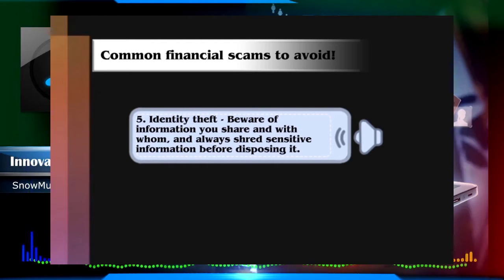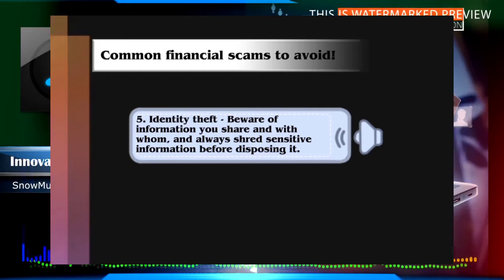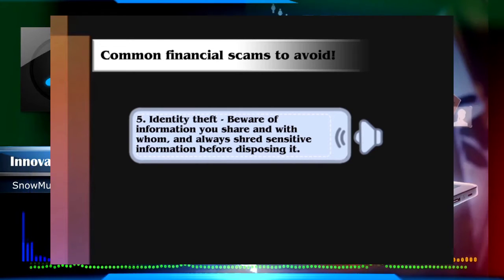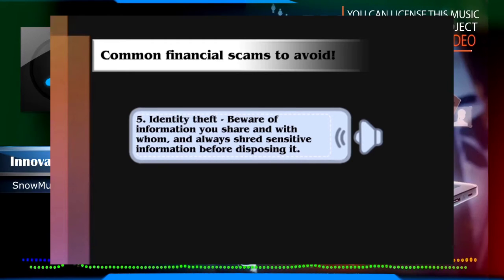Depending on the amount of information a scammer is able to obtain, identity theft may extend to unauthorized charges on a debit or credit card. If scammers are able to obtain your social security number, date of birth, and other personal information, they may be able to open new accounts in your name without your knowledge. Be aware of any information you share and with whom, and always shred sensitive information before disposing of it.